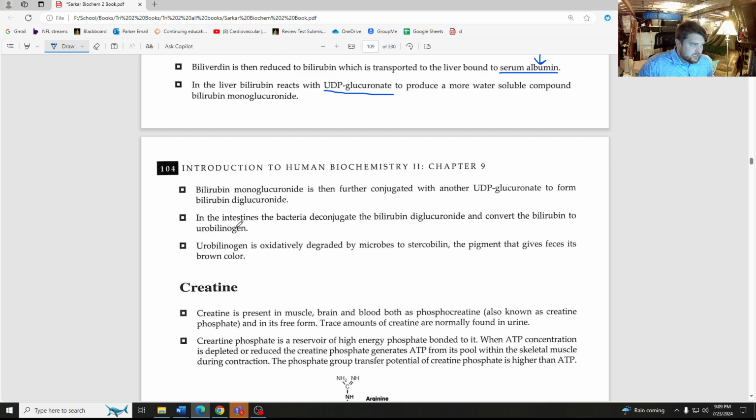In the intestines, the bacteria deconjugate that bilirubin diglucuronide and convert the bilirubin to urobilinogen. Urobilinogen is oxidatively degraded by microbes to stercobilin, the pigment that gives feces its brown color.